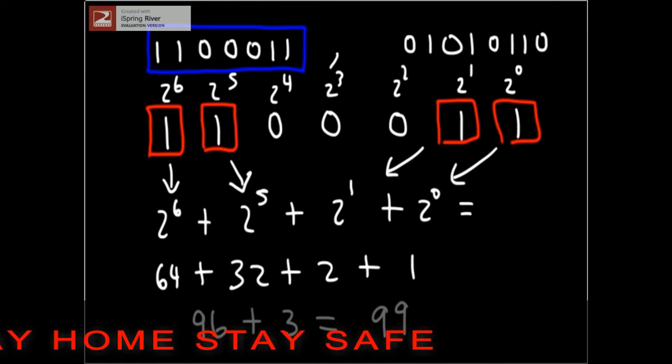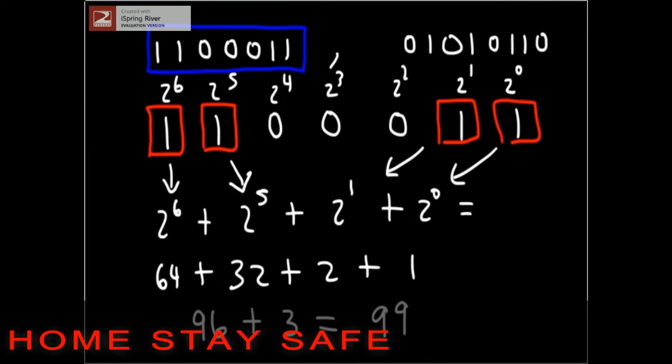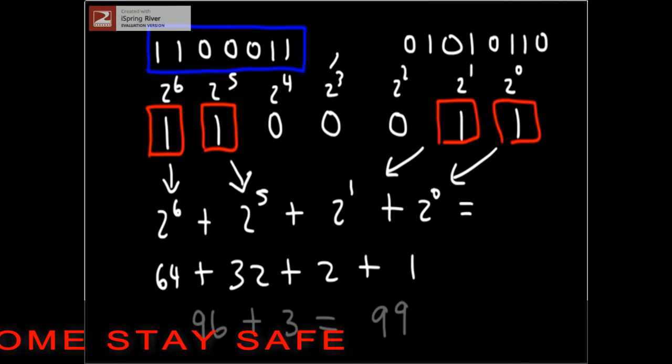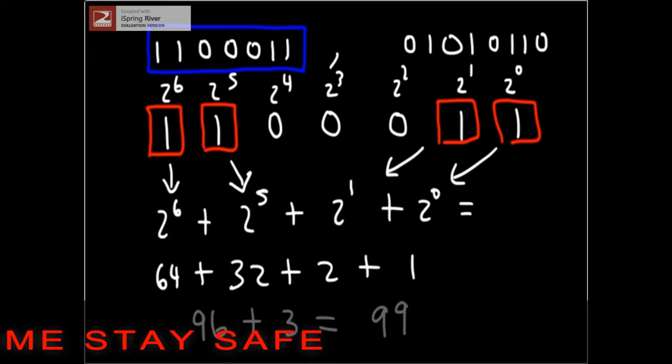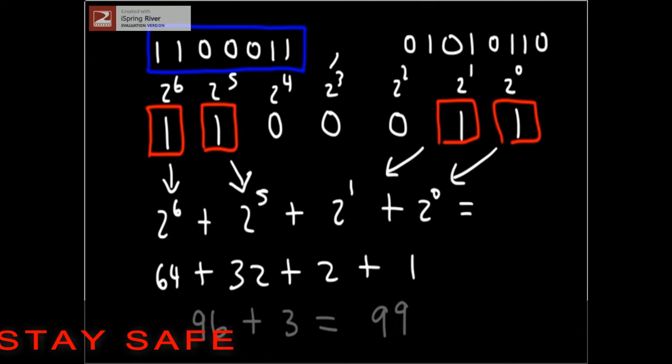Next number 11000011. Now again we will multiply this number with 2 by increasing its power from right to left. By multiplying 0, we get 0. 1 multiplied by 2 power 0, 1. 1 multiplied by 2 power 1, 2. 1 multiplied by 2 power 5, 32. 1 multiplied by 2 power 6, 64. And by adding all this, we will get the decimal number 99.